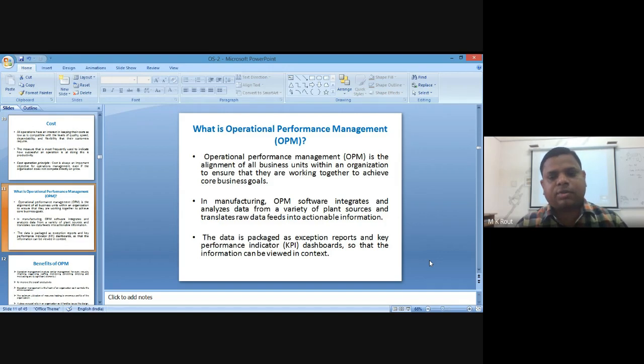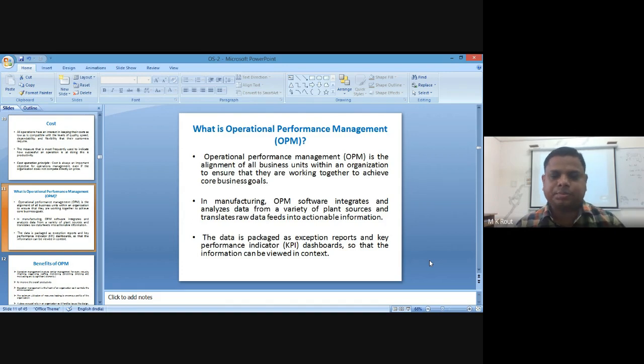For example, in case of consumption of coal, with special reference to Tata Steel, there are so many resources and so many companies available. But if you go to the bidding procedure, you have to choose the lower cost, and that is the actionable information collected from those sources. The next part is that the data is packaged as reports and key performance indicator dashboards. Most companies use key performance indicators whenever they go for sourcing activities, so that information can be viewed in the context of your companies, and you have to choose the right one.